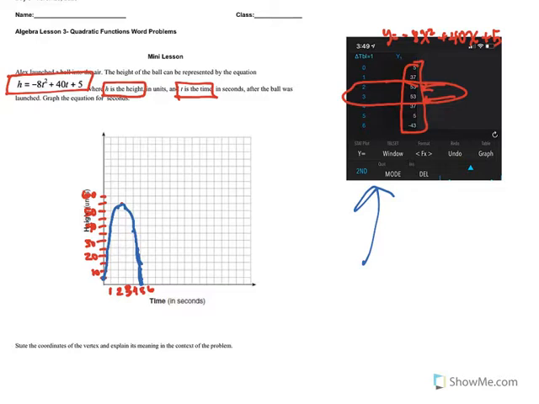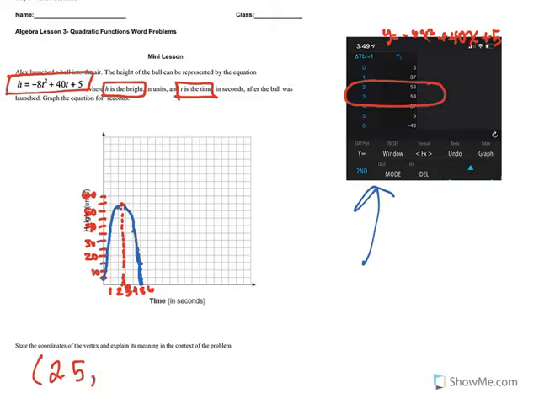So now it says state the coordinates of the vertex and explain the meaning in the context of the problem. So again, your vertex is hard to see from this table here, only because the x value is a decimal, but I know that it's between 2 and 3. I know my x value is between 2 and 3. So the number that's exactly right in between 2 and 3 is 2.5. So I know that x is 2.5, right? If I go right here, right in between 2 and 3 is 2.5.